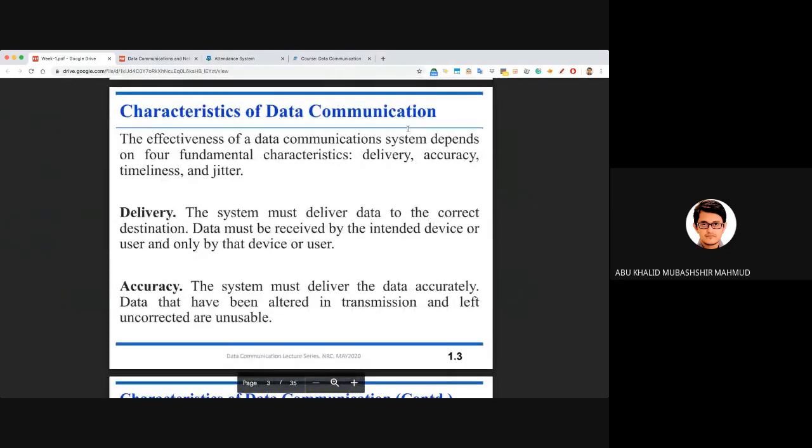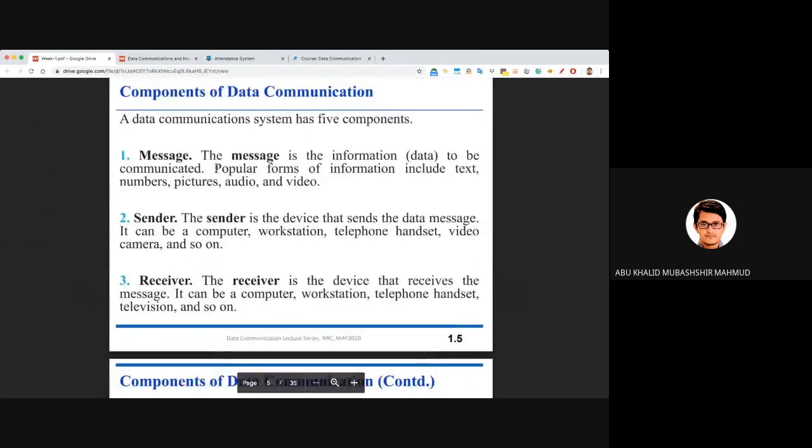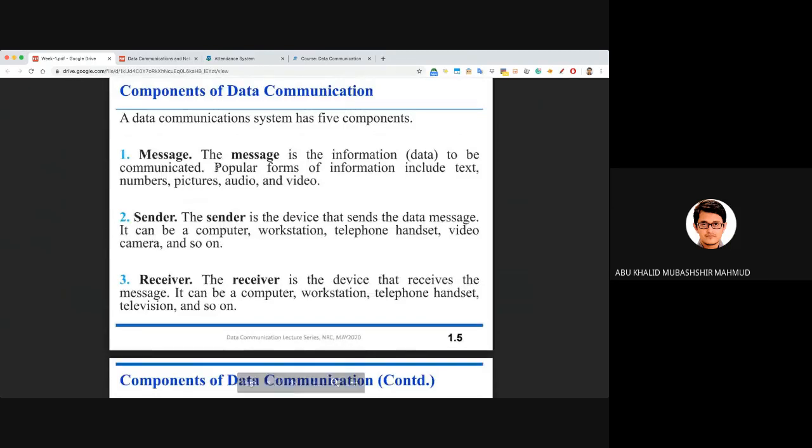Now, to review this topic, the effectiveness of data communication system is a very important topic for your upcoming quiz. If you have any problem, feel free to discuss it with me. Now let's go further to the data communication system components.